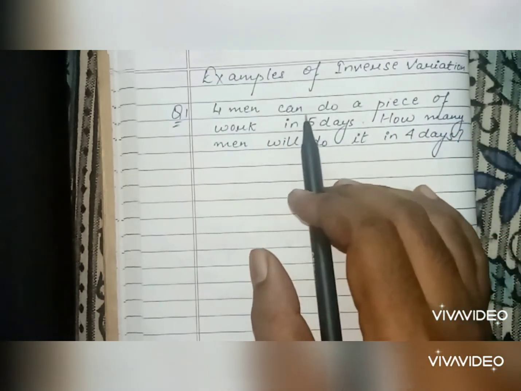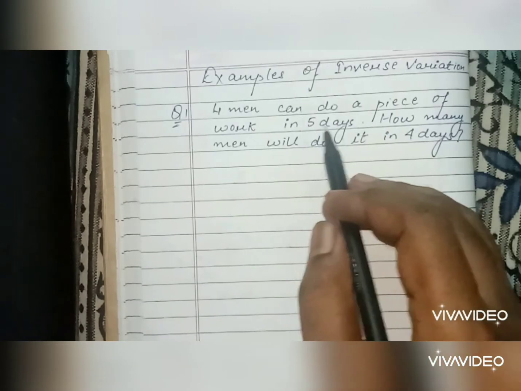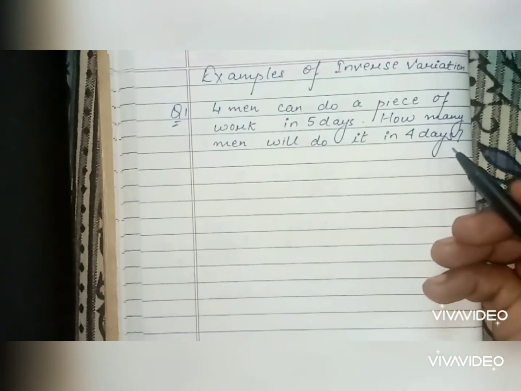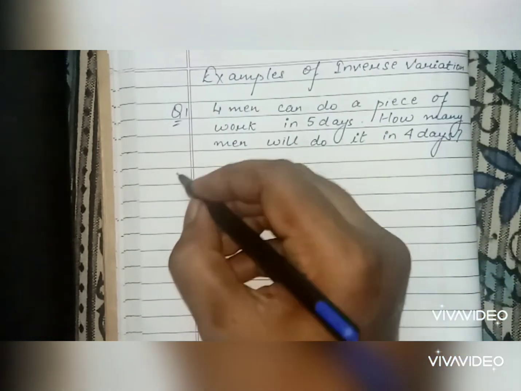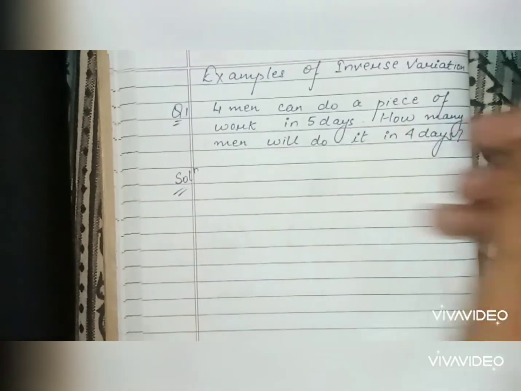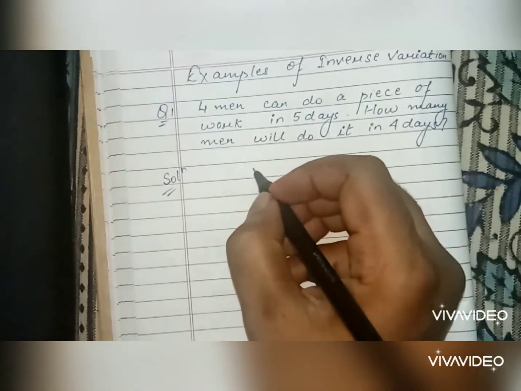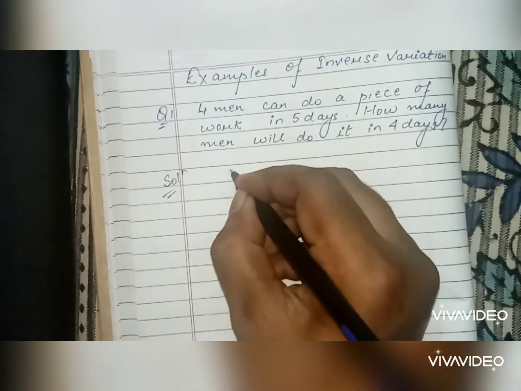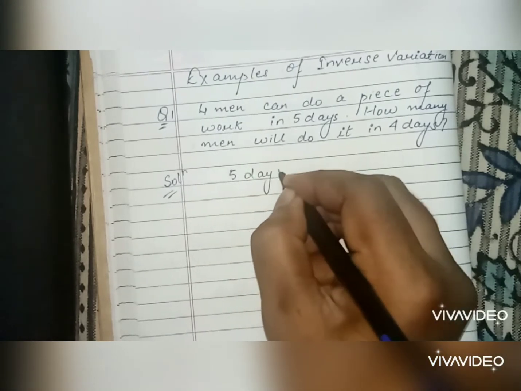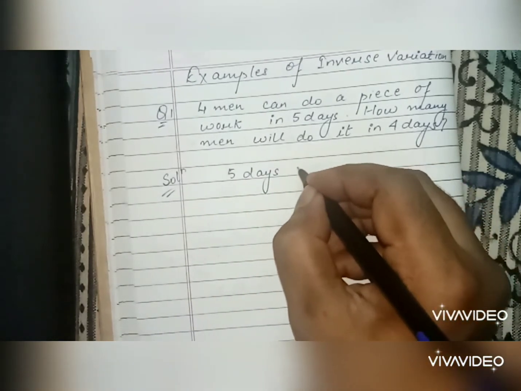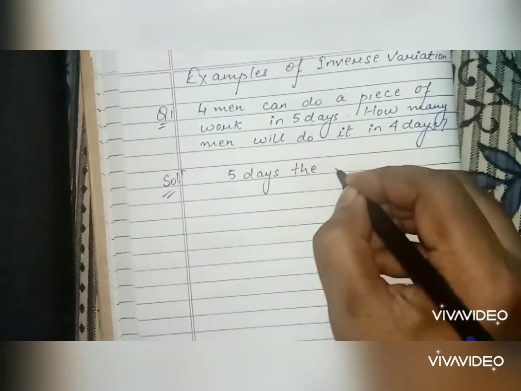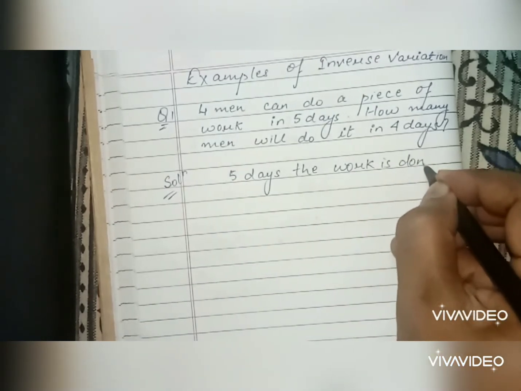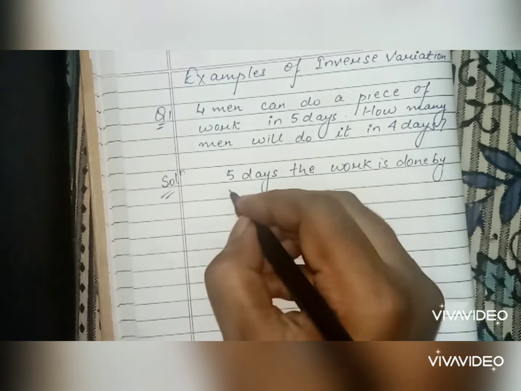The question says that 4 men can do a piece of work in 5 days. So how many men will do it in 4 days? Let's solve it first with the unitary method. In the unitary method, the first thing is that we write the things that are given to us. 5 days, the work is done by 4 men.